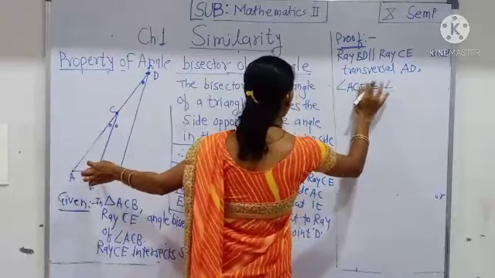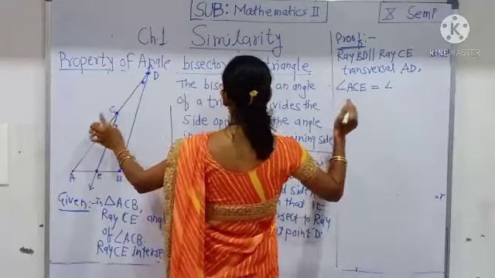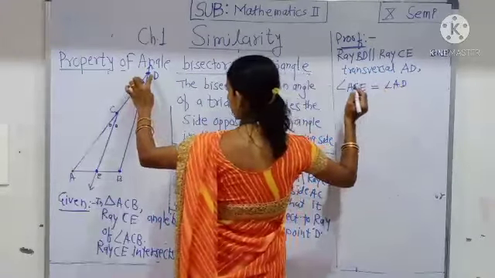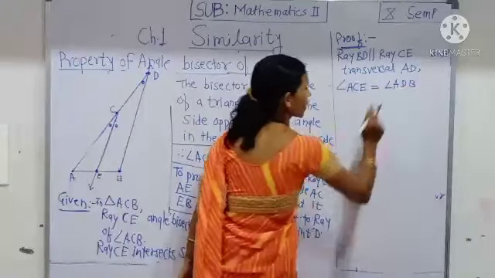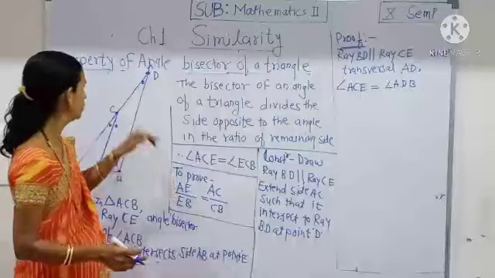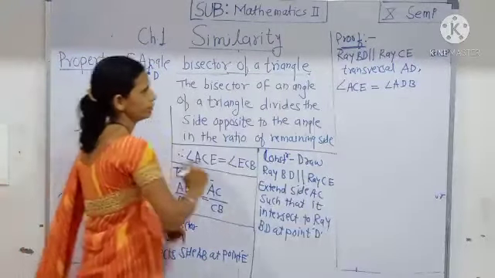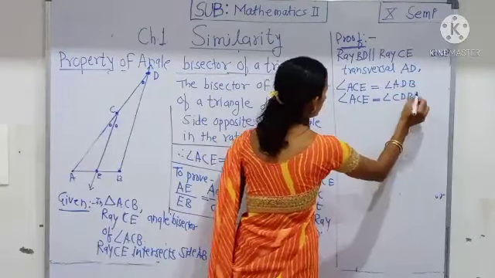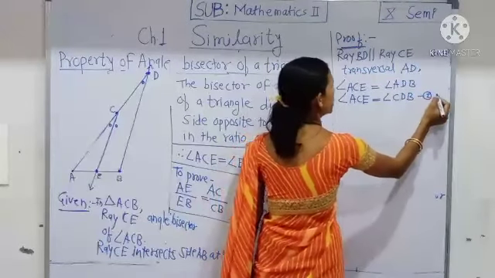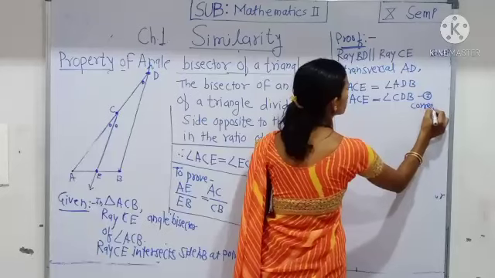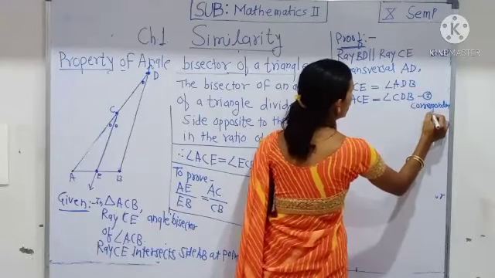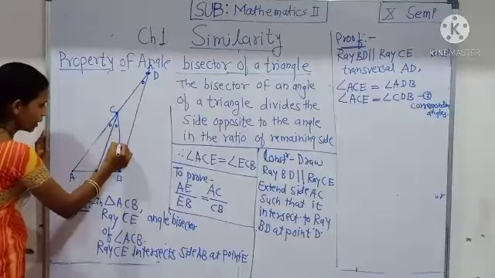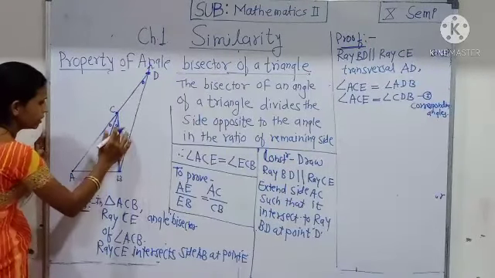Therefore, angle ACE is congruent, or equal in measure, to angle ADB, and angle ADB means it is angle CDB. Therefore, angle ACE is equal to angle CDB. Let this be equation 1. It is because these are corresponding angles.